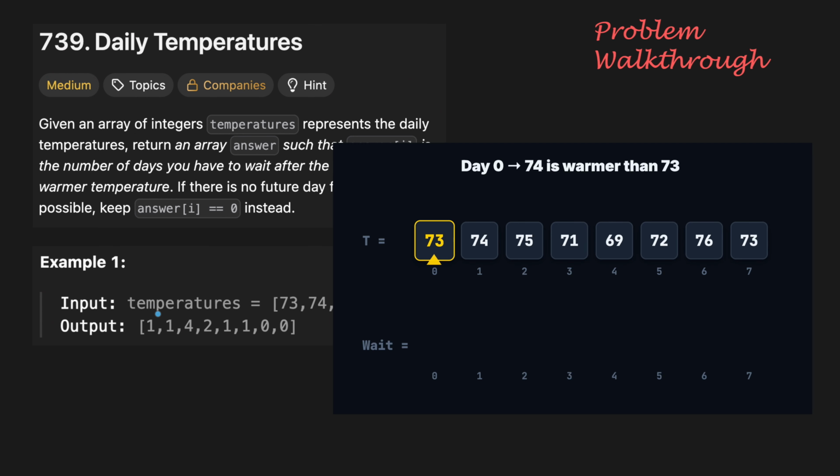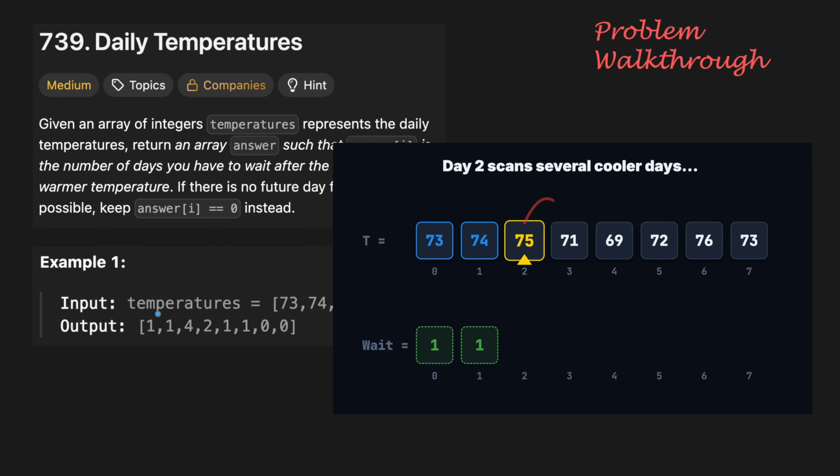On day 0, the temperature is 73. Day 1 is 74, which is warmer. So, we have a wait of 1 day. Now for day 1, the next warmer day is day 2 at 75. So, the wait is again 1 day. Next, for day 2 at 75, we scan through 71, 69 and 72, all cooler, before hitting 76 on day 6. That is a wait of 4 days.